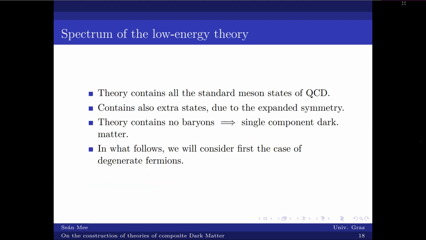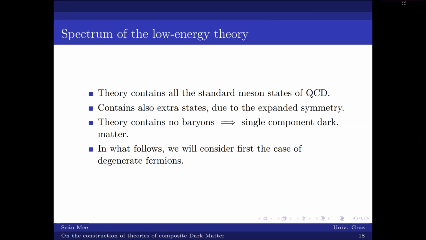Okay, well, what does the spectrum of this theory look like? Well, for one, the theory contains all the standard mesonic states of QCD, right? So all our pions and rho mesons, they're all contained in this theory. But because of the expanded symmetry, we also get these extra states, well, we can call them mesonic, but I'll define exactly what they are in a moment. So I say here the theory contains no baryons, which maybe some people would disagree with, but it's a semantic disagreement. When I say no baryons, I mean there are no 3-quark bound states, right? There's no way of forming color neutral combinations of 3 quarks.